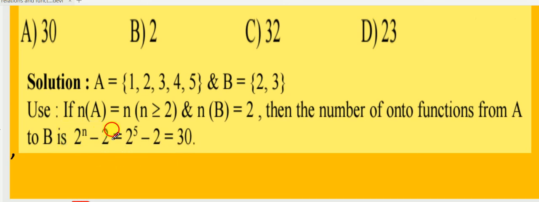Here n is equal to 5 because the number of elements in A is 5. So 2 to the power of 5 minus 2, that is 32 minus 2, which is equal to 30, which is in option A. So option A is the right answer for this question.